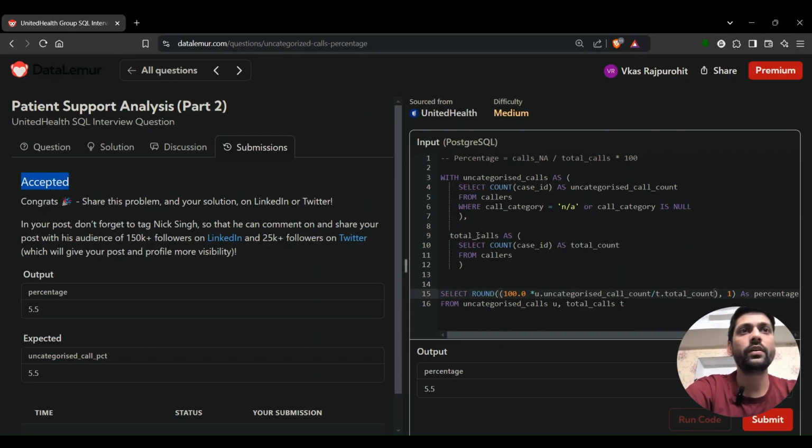So that is how you can write queries. You can solve any kind of difficult question step by step.